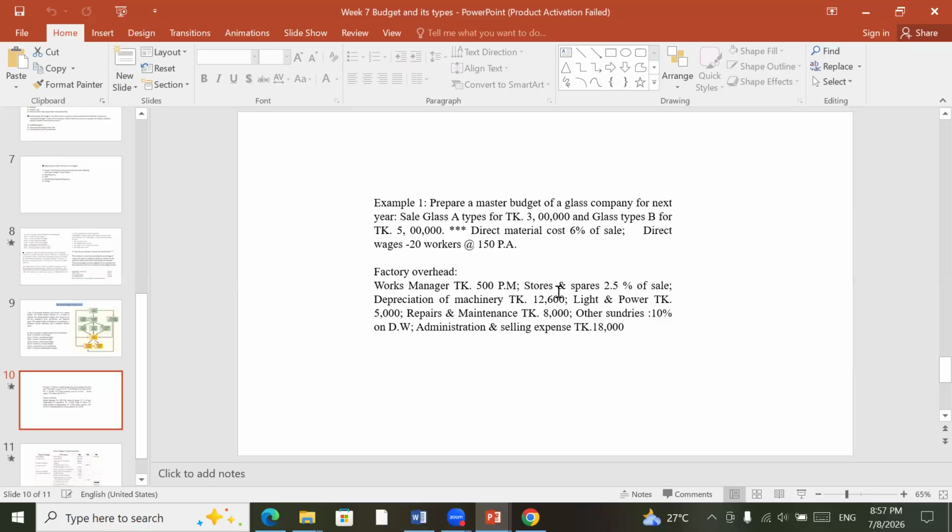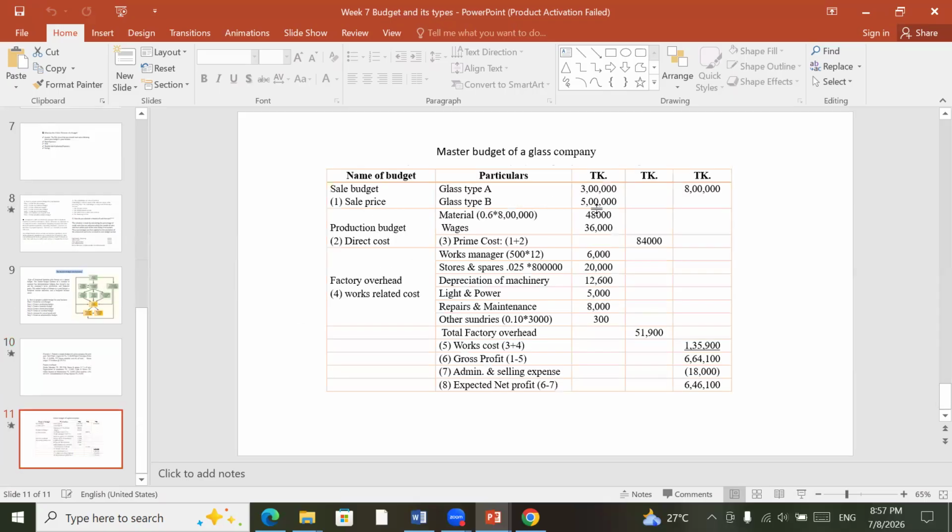Then factory related cost, you have to identify the factory related items. This is the factory related budget. Then there are administrative items, and you have to write the administrative expense separately. You will get the cost of production. So there are sales and cost of production. You just gradually find out the figures step by step. So this is the master budget, and this is the solution of the problem.